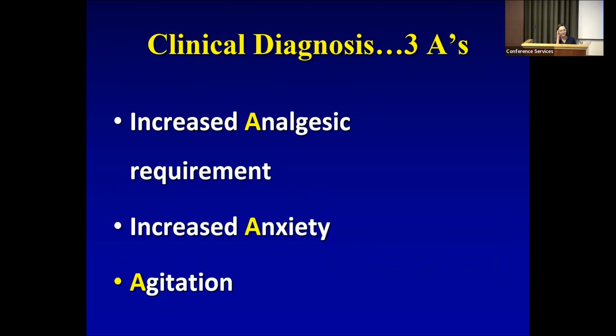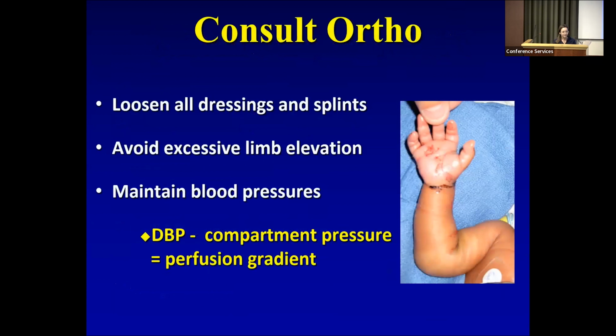So this is a little bit more sensitive for kids. We already talked about the number 1 sensitive indicator is the increased need for pain medication, increased anxiety, and agitation. So the 3 A's, that's your first tip-off that something's not right for the child. So make sure that you give somebody a call. So consult us. You can also make sure that the extremity is properly elevated.